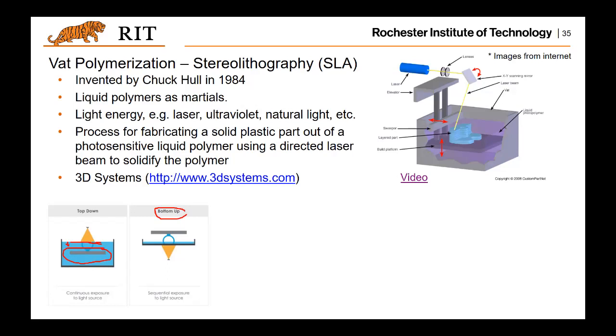Another process is the bottom-up. So at the very beginning, this platform is at the bottom of the tank, and the light source is placed at the bottom as well. And after one layer is cured, this platform is moving towards the top, and then another layer will be cured, and so on and so forth. So these are the two different processes.